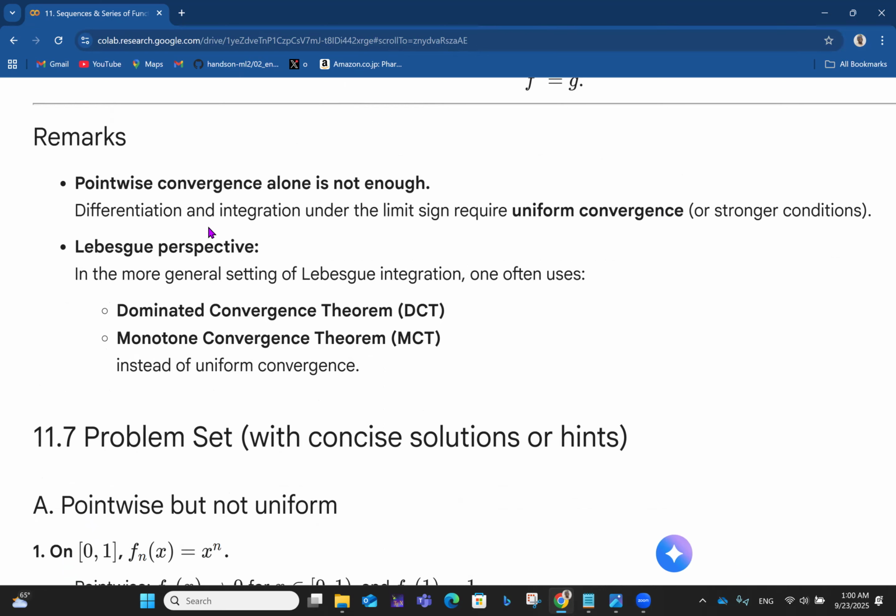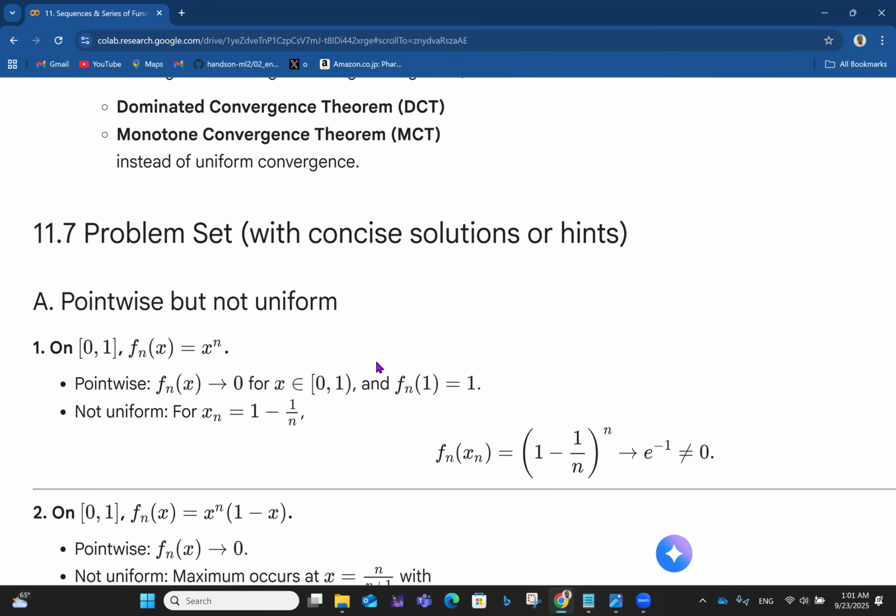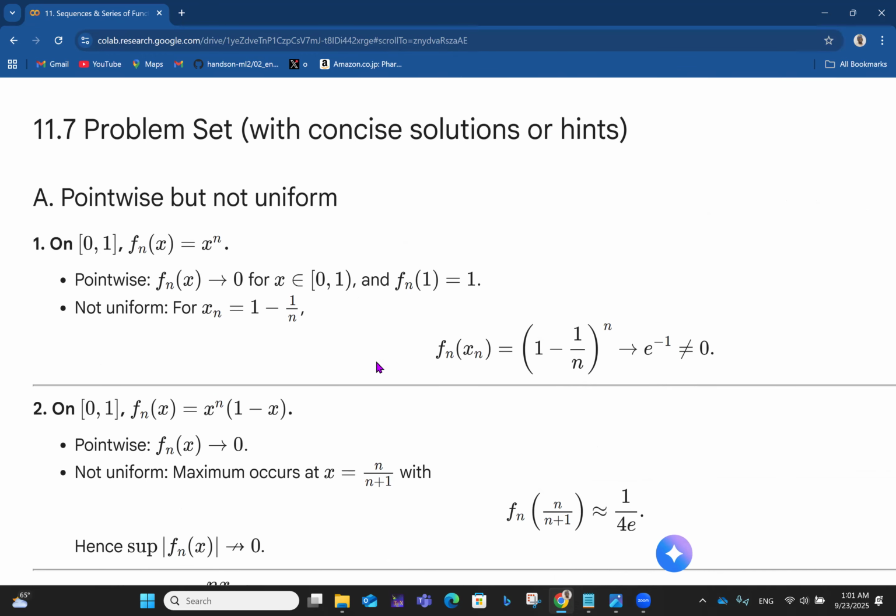So pointwise convergence alone is not enough. Differentiation and integration under the limit sign require uniform convergence, because if there's no convergence at some points, there are issues. Differentiation and integration under the limit sign require uniform convergence or even stronger conditions. Then we have the Lebesgue perspective. In the more general setting of Lebesgue integration, one often uses the dominated convergence theorem or the monotone convergence theorem instead of uniform convergence.